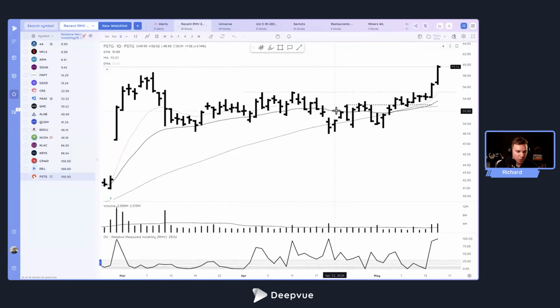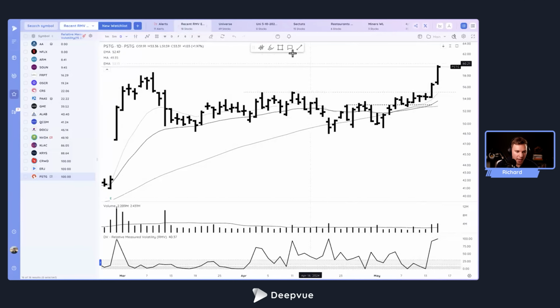PSTG, another good example where a longer term resistance line lines up with the short term range. We're seeing these highs here where this is really kind of the key level. And then right on the right side here, this is a recent breakout. RMV goes to zero. And then we get that breakout where we get really nice follow through leading to that explosive move. So again, we're looking for that signal right as it pulls back towards zero.